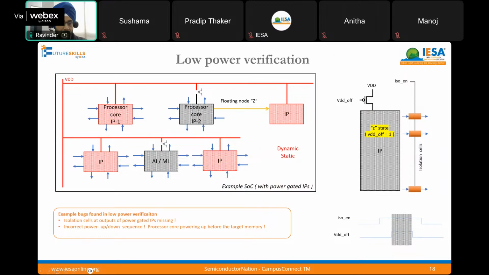Some of the bugs that can be found in low power verification are that isolation cells at the outputs of power gated blocks are missing, or that an incorrect power up, power down sequence is used. For example, if the processor is accessing some IP, and the processor core powers up before the IP, then it would be accessing a power gated IP. So there is a particular sequence to be followed, and that has to be verified correctly. So this is why we do low power verification.